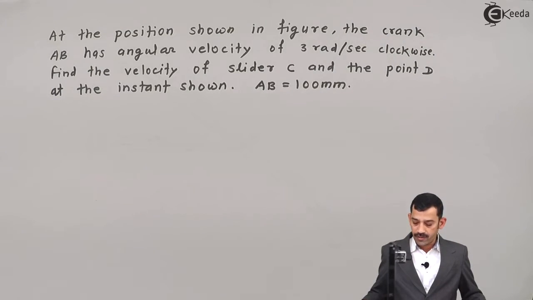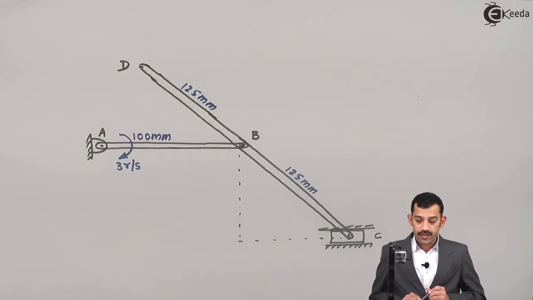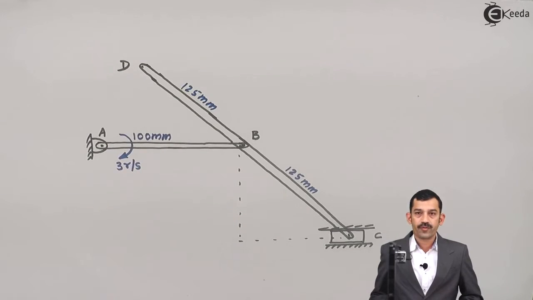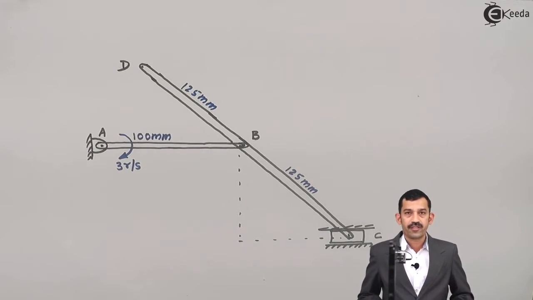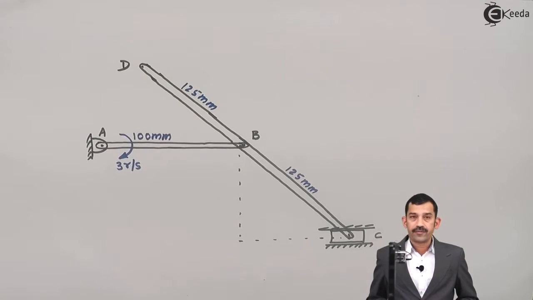Now figure is given in this problem. Let's see what is given in the figure. First, crank AB rotates about point A, which is supported at A. That means it is a hinge support. That means link AB performs pure rotational motion about point A. For link CD, we have to find out the position of ICR.